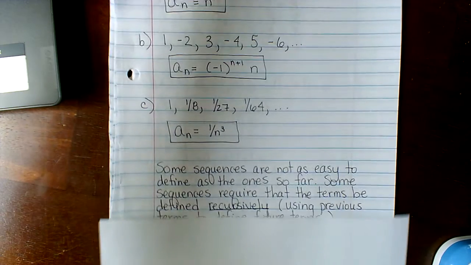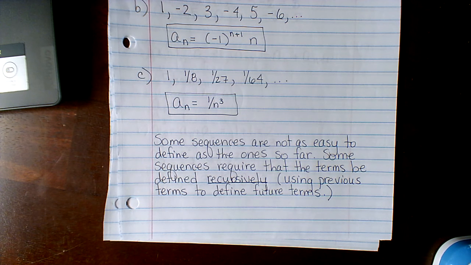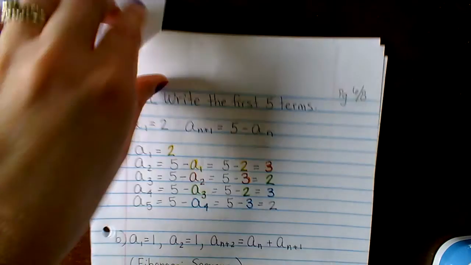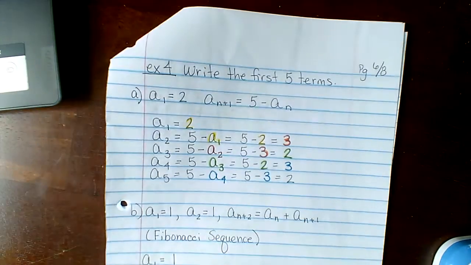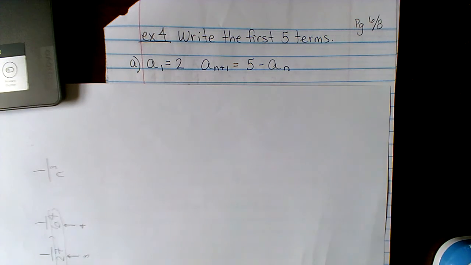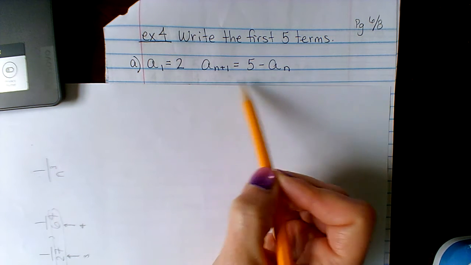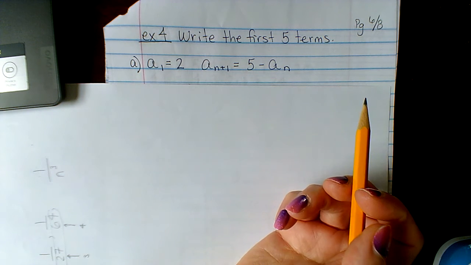Now, some sequences are not as easy to define as these. Some of them are going to be defined recursively. That means that we're going to have to use a previous term or terms to define the future term. So let me show you what I mean by that. So this first one is an example of a recursive sequence. This is telling you the first term is 2. This is telling you the formula for the future terms.